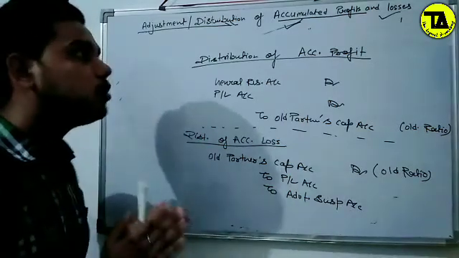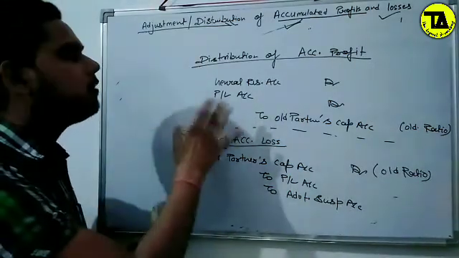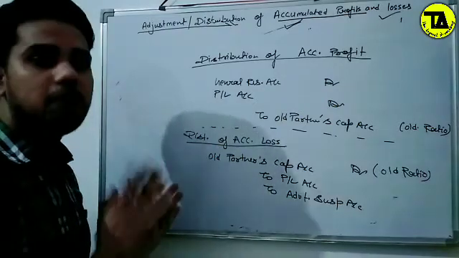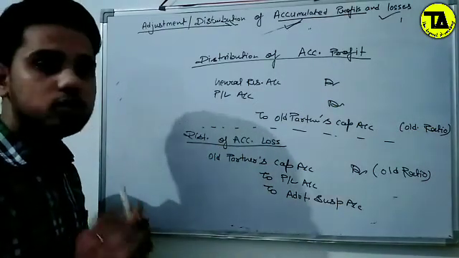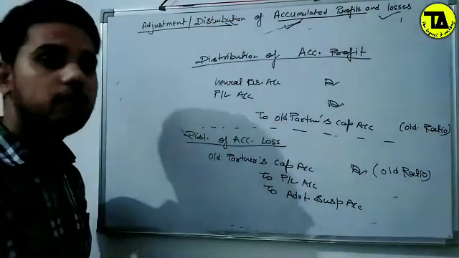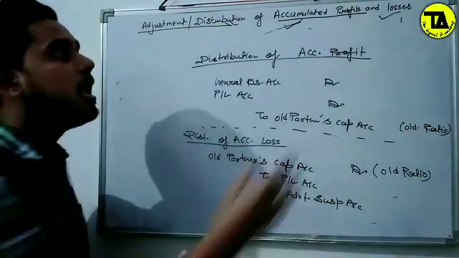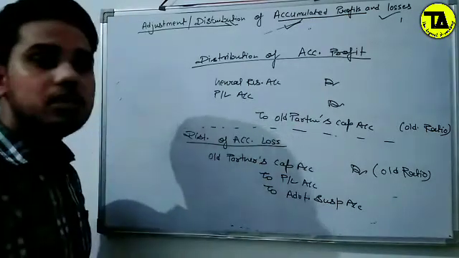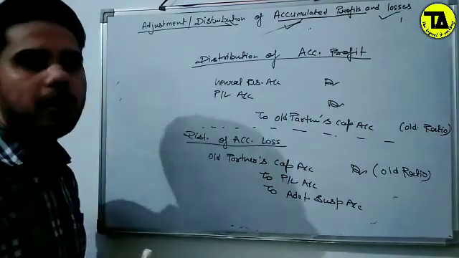For remembering this, the only thing you have to keep in mind is that accumulated profit is profit, so it will be credited to old partners, and accumulated loss is loss, so it will be debited to old partners.